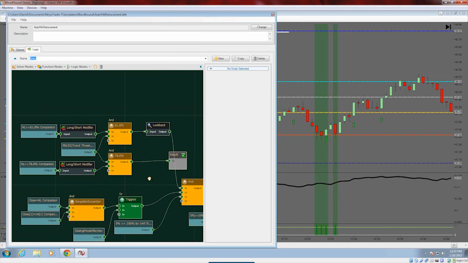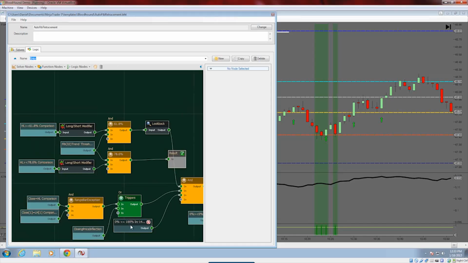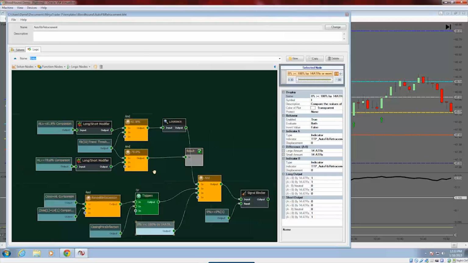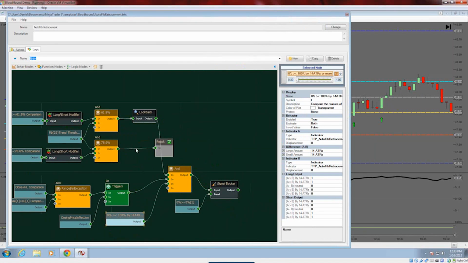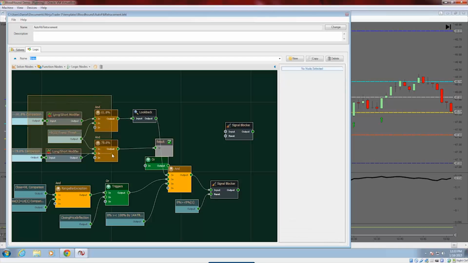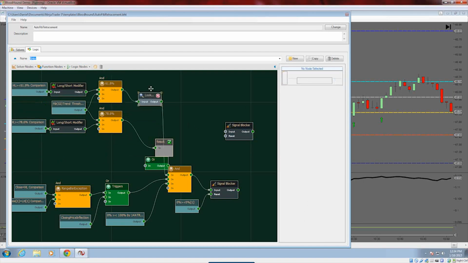Okay, and then let's see. So we'll use another signal blocker. I wonder if I can do this a little bit differently. I think I need to have them separate, but let's see. I'll connect. I'm going to try this two different ways here. It's going to be a little confusing until I get it exactly like I want it.